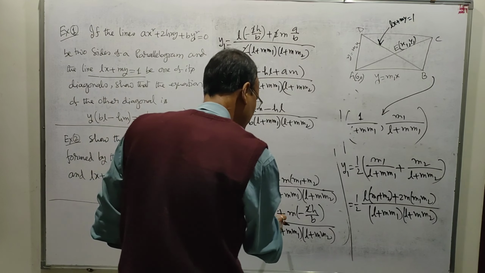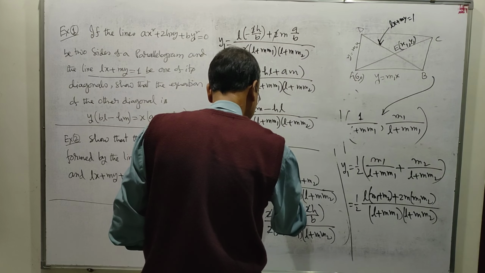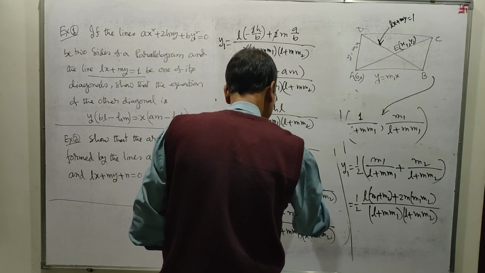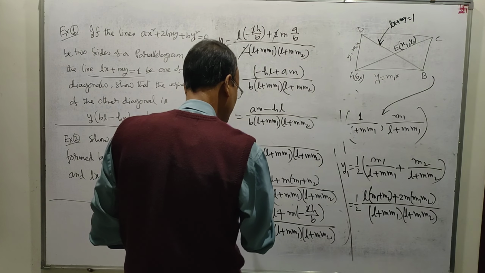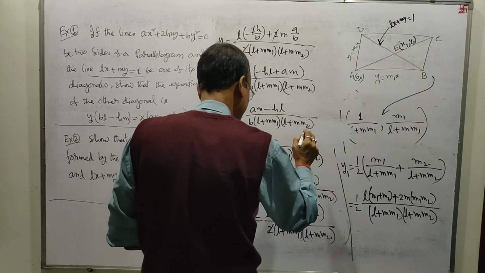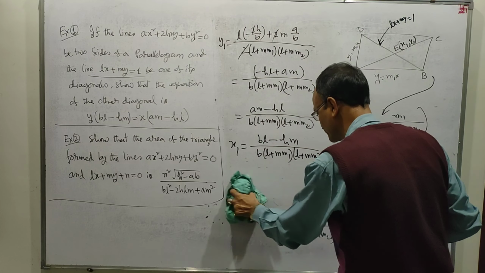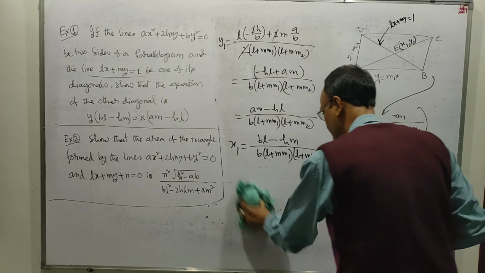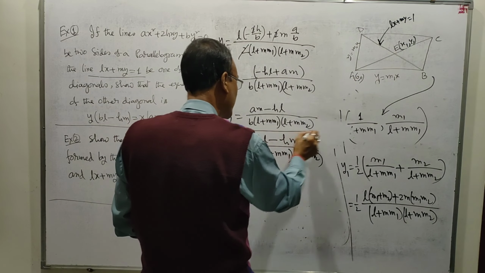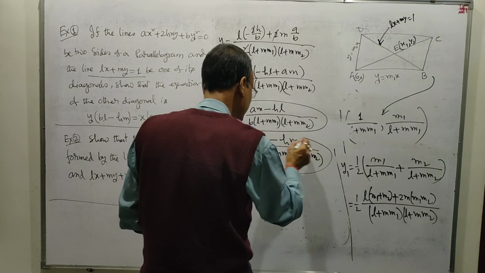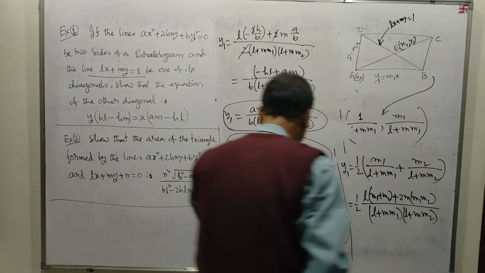Here also X1 will be equal to B into L plus MM1, L plus MM2. It will be BL minus HM. The coordinates of E is equal to this. X1 is given by X1 is equal to this, Y1 equal to this.